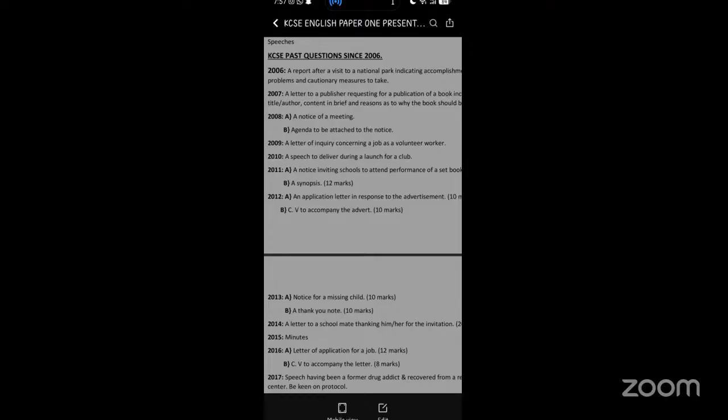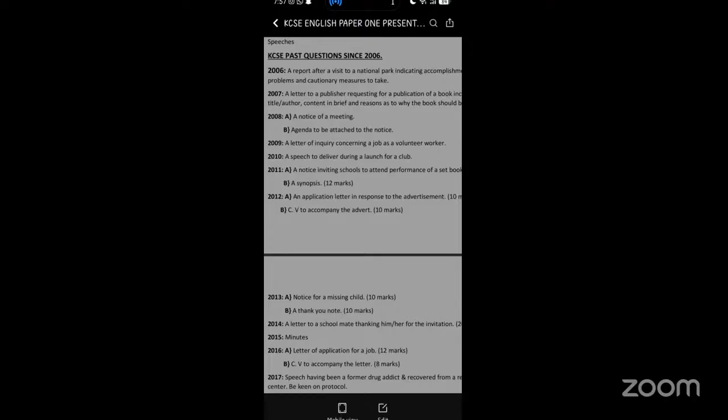Thank you very much. Josephine, you wanted to read for us 2013? Yeah. Go ahead. 2013: a notice of a missing child, 10 marks, and B, a thank you note, 10 marks. 2014: a letter to a schoolmate thanking him or her for the invitation.